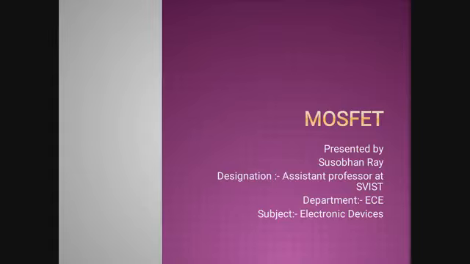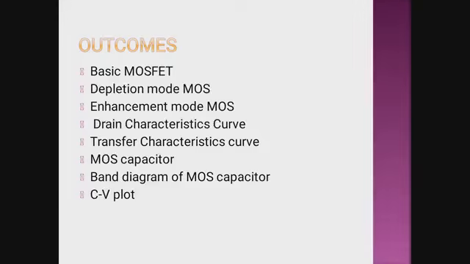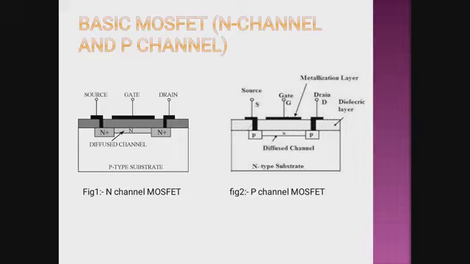Today I am discussing the MOSFET of solid state devices. So these are the outcomes I have discussed over here. First one is the basic MOSFET. Second one is the different kinds of operating modes of MOSFET. Then I also discussed drain characteristics curve, transfer characteristics curve, MOS capacitor, band bending diagram, and CV plot, capacitor versus voltage plot. Now this is the basic construction of N channel MOSFET and P channel MOSFET.